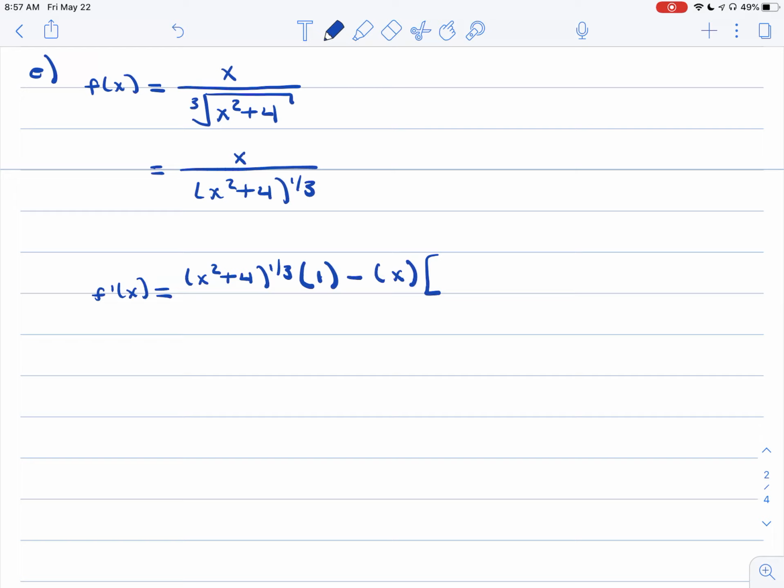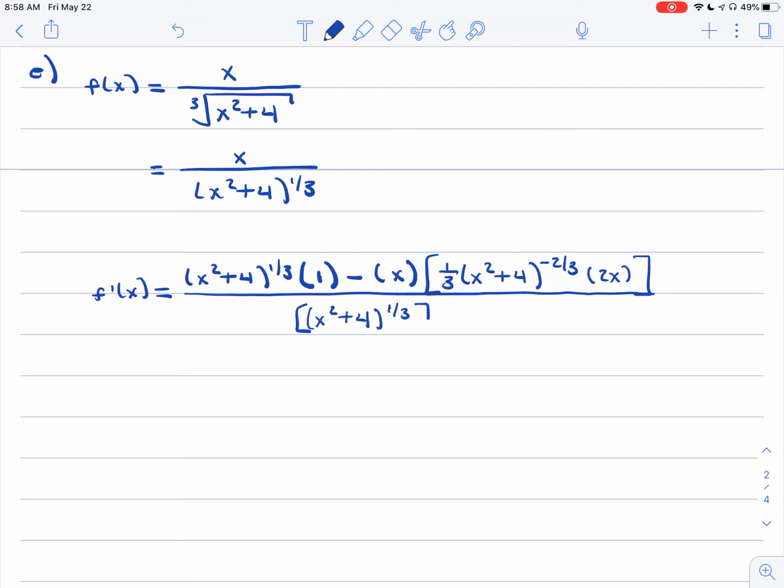Okay, so here's where our chain rule comes in. Start with the derivative of the outside function. That's just going to use our power rule. So bring the 1/3 out front, and then subtract 1 from your exponent, which will give us a -2/3. Then times the derivative of the inside function, which gives us a 2x. And then all of that over the whole denominator squared. Okay, so that's our derivative.